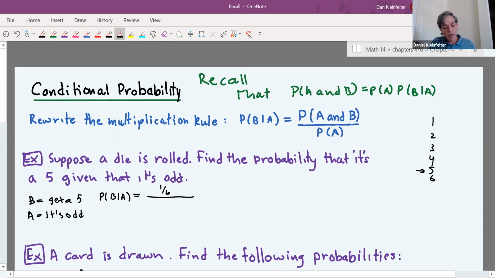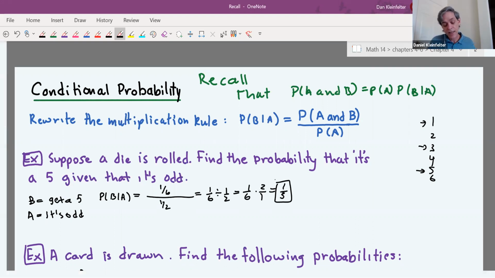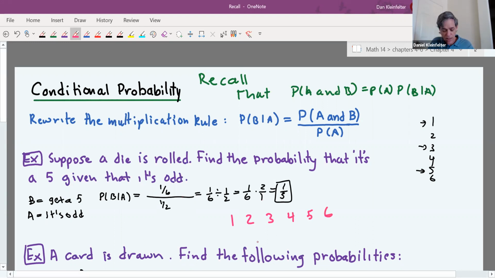Down below, the probability of A: what is the probability that it's odd? Well, 3 out of 6 numbers are odd numbers, so there's a 1/2 chance that it's going to be an odd number. So we have 1/6 divided by 1/2. That's 1/6 times 2/1. That's 2/6, which reduces to 1/3, right? All right, so that's how the formula is going to work for the probability that it is a 5 given that it's odd. And this should be consistent with your expectations if we just did this directly.